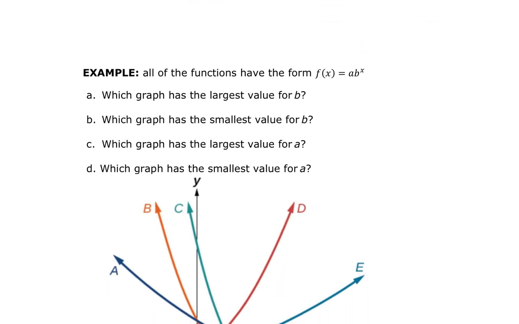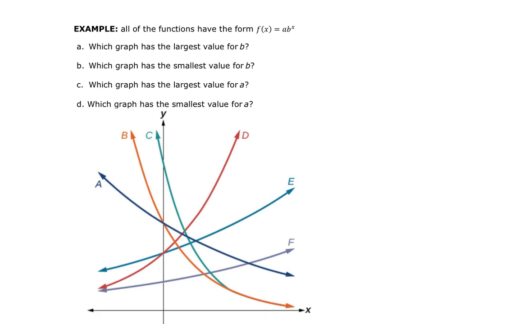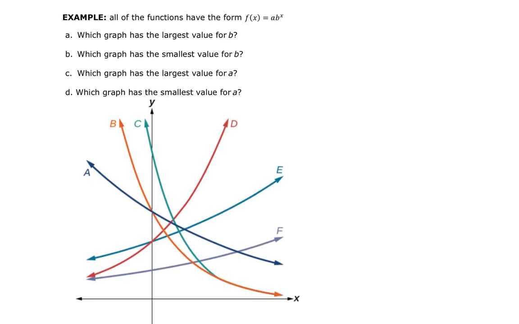So then on this example, all of the functions have the same form, a times b to the x. Which graph has the largest value for b? Which one has the smallest value for b? Which graph has the largest value for a? And which graph has the smallest value for a? So we know that the graphs that are closest to 1 have the flattest shape, right? So the graphs that are closest to 1 have the flattest shape, whether it's increasing flat or decreasing flat.